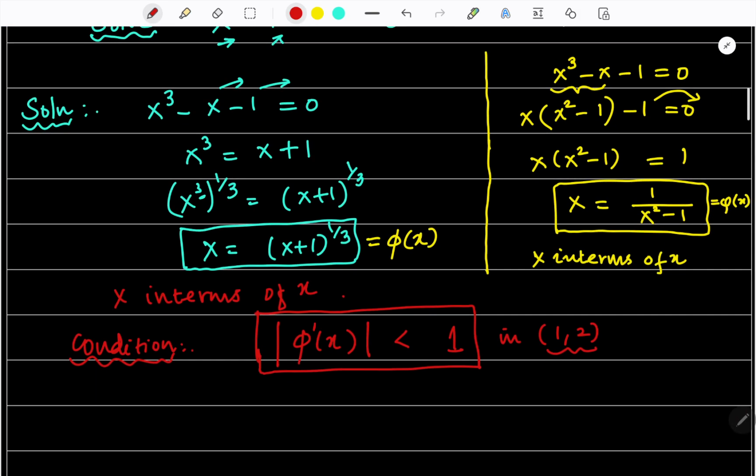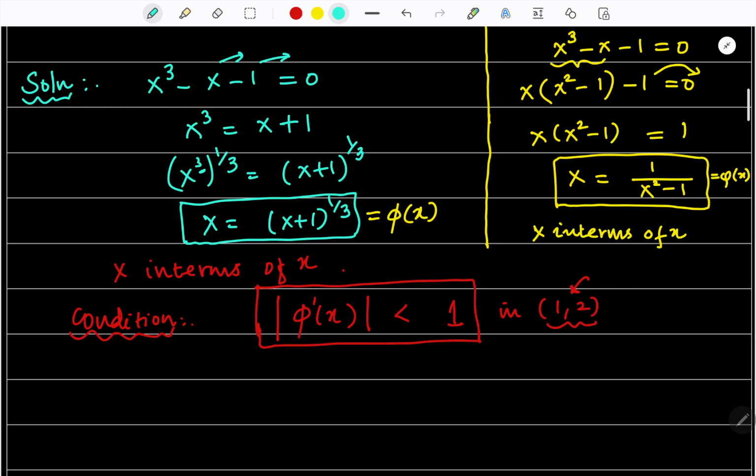So I'm taking the open interval (1, 2). It means take any point in between 1 and 2, put it in the equation, and take the absolute value. It should be less than 1. Okay, got it? Yes. So let us do this one.